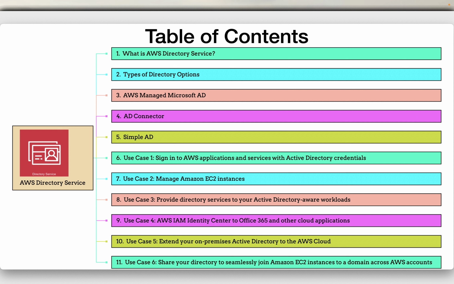So this lecture will contain all these topics. What is AWS Directory Service? Types of Directory Service options: AWS Managed Microsoft AD, AD Connector, Simple AD, followed by the use cases which are solved by AWS Directory Service.